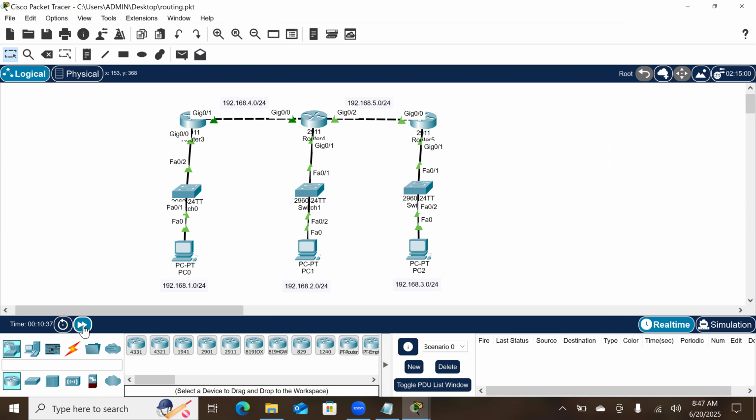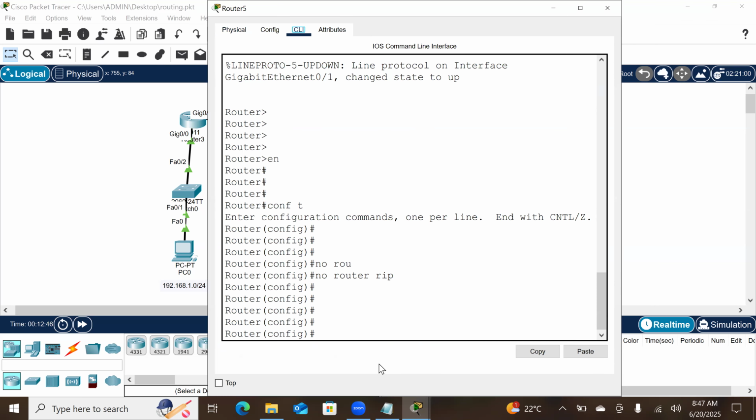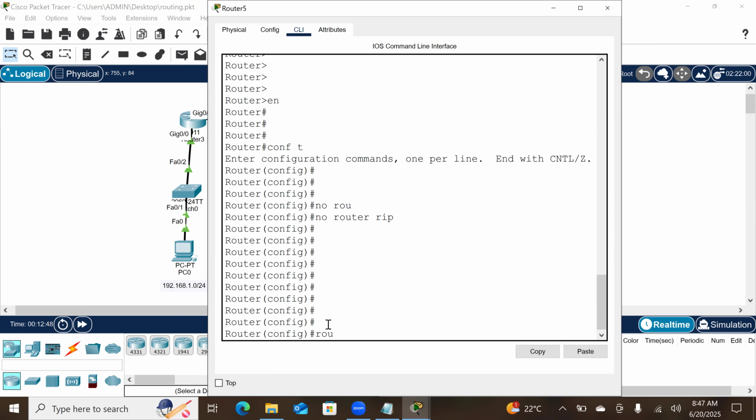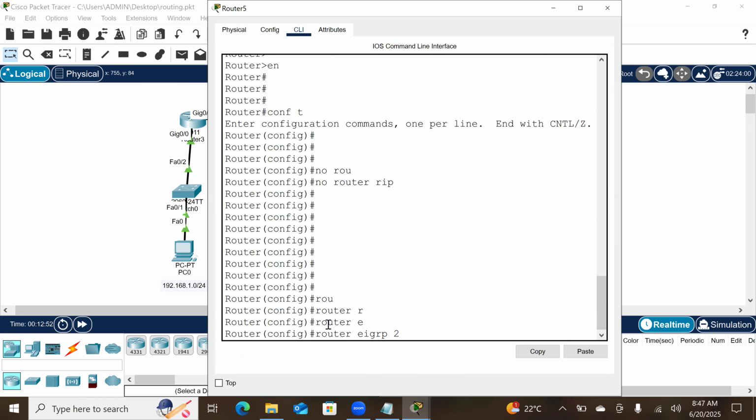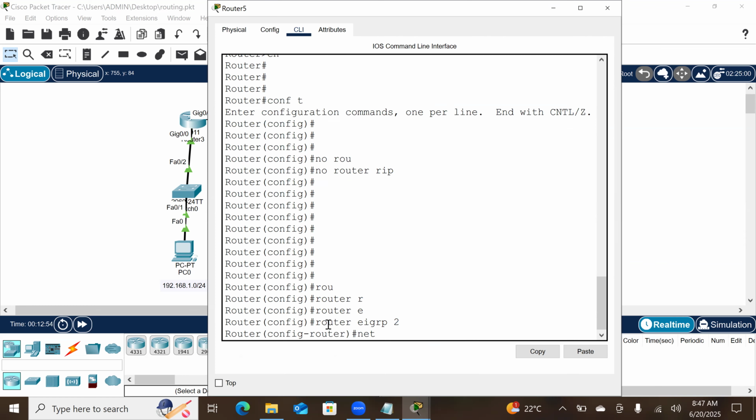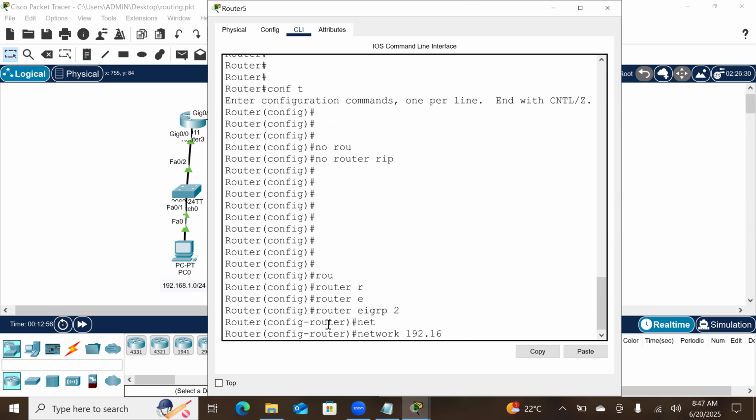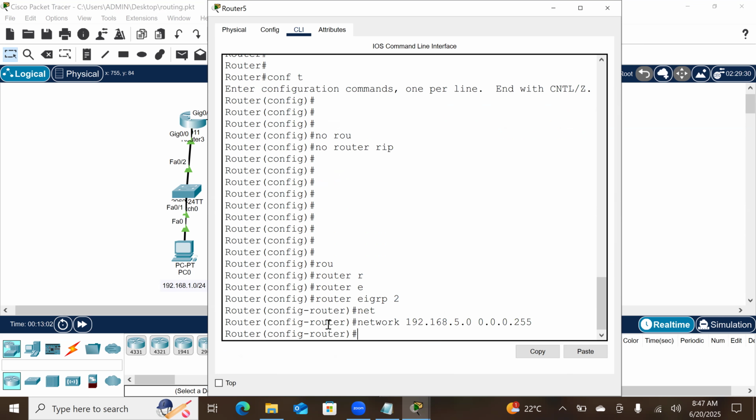So let's do one thing. Let's keep this router in a different AS, so let us check whether it is going to exchange this data or not, I mean the routing table. Just give router EIGRP 2. Just say network 192.168.5.0 0.0.0.255, and one more, that is 3.0.